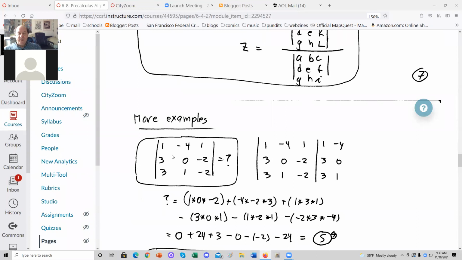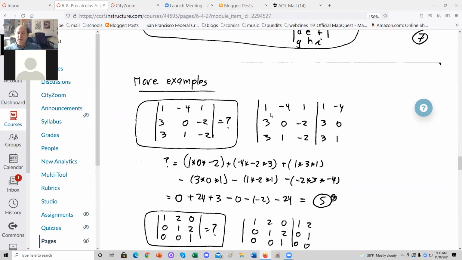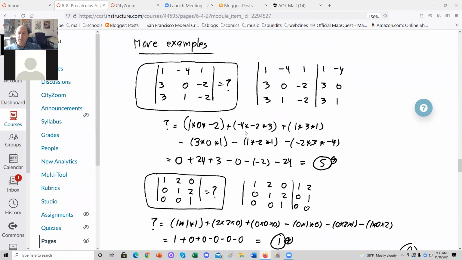So, for example, 1, negative 4, 1, 3, 0, negative 2, 3, 1, negative 2. What is that determinant? Well, we write these here, and we put 1, 3, 3 up here, negative 4, 0, 1 here. Okay, downward diagonals. 1 times 0 times negative 2, plus 4 times negative 2 times 3 here, plus 1 times 3 times 1 here, minus 3 times 0 times 1 here, minus 1 times negative 2 times 1 here, minus negative 2 times 3 times negative 4 here. Okay, 0 plus 24 plus 3 minus 0 minus a negative 2 minus a negative 24, which after a bunch of arithmetic is 5.